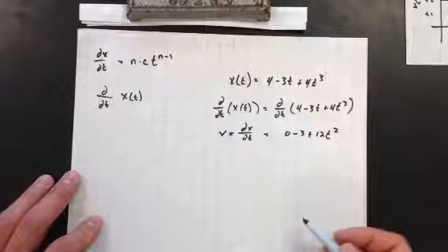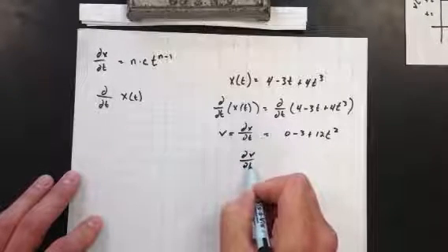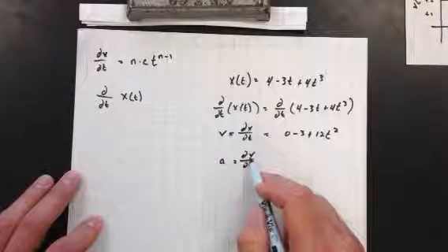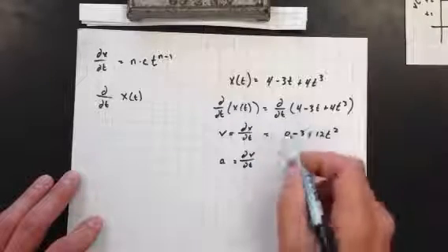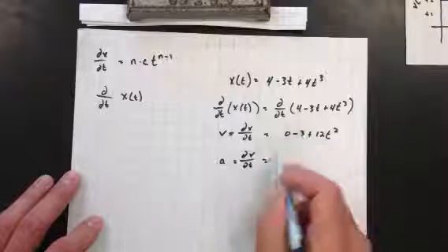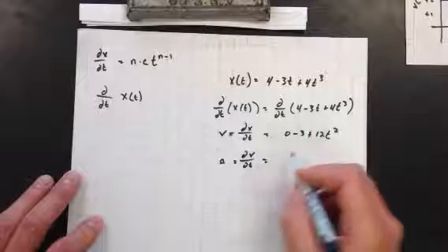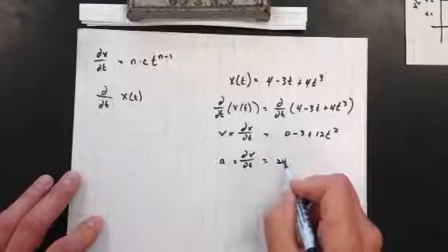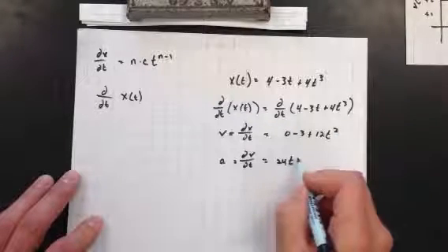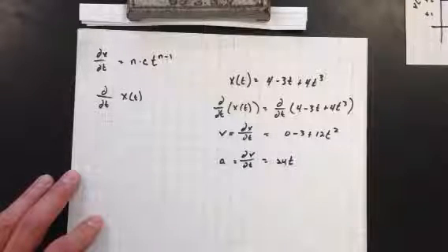Now we can go and do that one more time. We can take the derivative of v with respect to t to give us our acceleration. So this is now v. If we take the derivative of v, the derivative of the constant 0 is 0. And the derivative of this is going to be n times our constant, which is 2 times 12, which is 24, times t to the n minus 1. So 2 minus 1 is 1. So our acceleration function here is 24t.